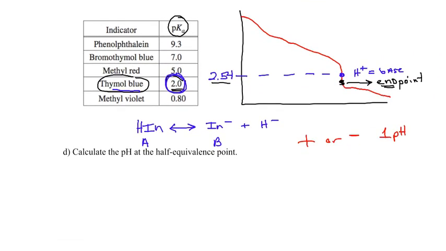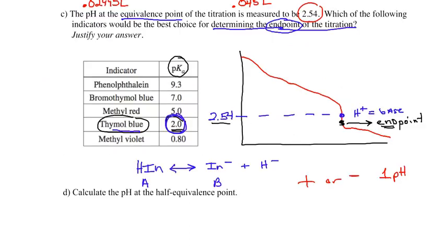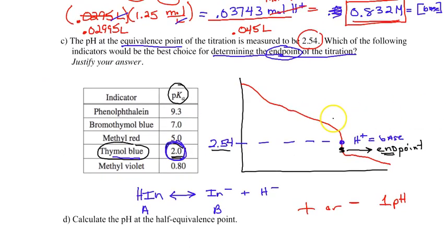Next question, calculate the pH at the half equivalence point. Well, here we go. The half equivalence point would be halfway between. So this would be some volume, and let's pretend this is some volume here, this would be half that volume. So the half equivalence point is the place where you're going to have 50% of the conjugate acid and conjugate base.